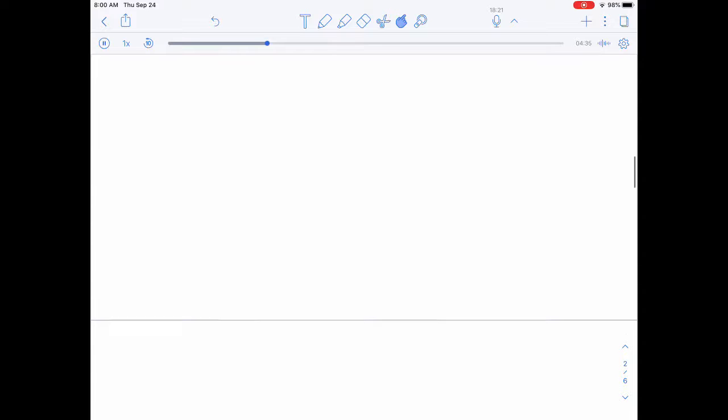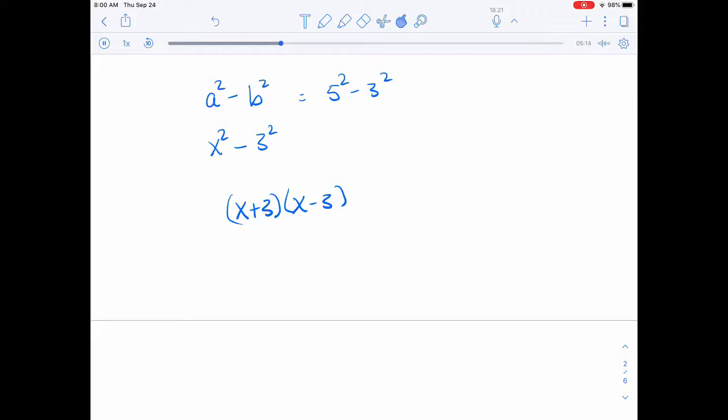Next, let's review the difference of squares. The difference of squares is a squared minus b squared, or let's say 5 squared minus 3 squared, or x squared minus 3 squared. The difference of squares would be the result of x plus 3 multiplied by x minus 3. This is true because our middle terms will drop out.